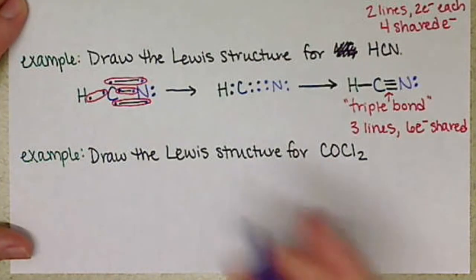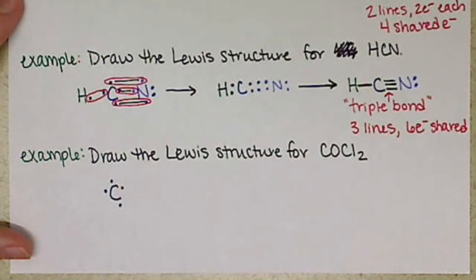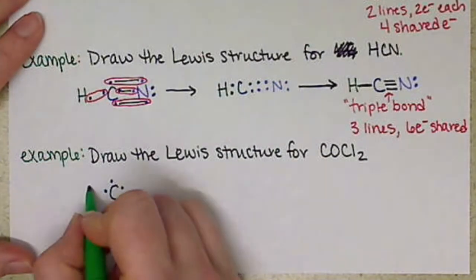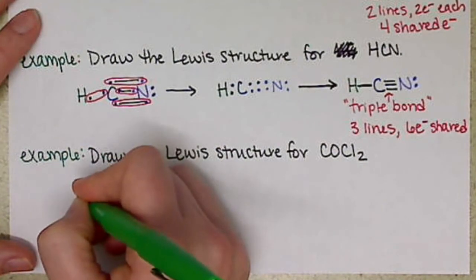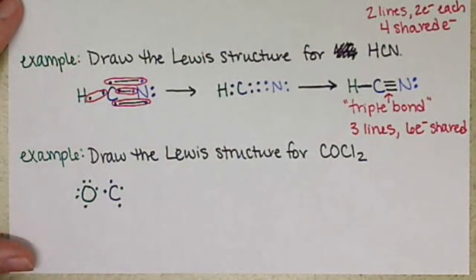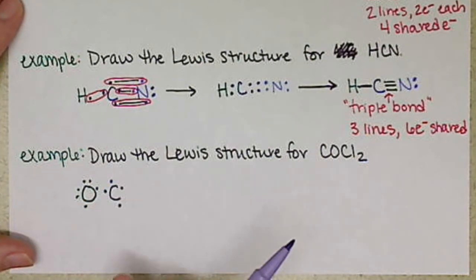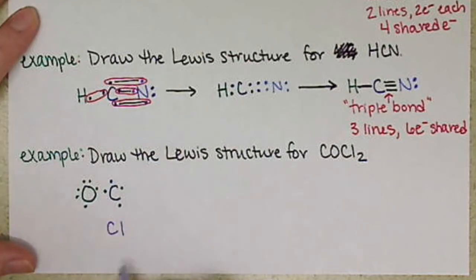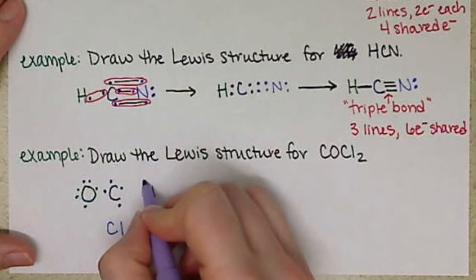All right, so carbon is listed first, so we're going to stick carbon there. And it has 4 valence electrons, so we have 4 dots. We have oxygen is next, so we'll stick oxygen on one side. Oxygen has 6 valence electrons. Then we have 2 chlorines, so we're just going to draw these chlorines around carbon. So let's stick one down below and one over to the other side, opposite side of that oxygen. Each of these chlorines have 7 valence electrons.